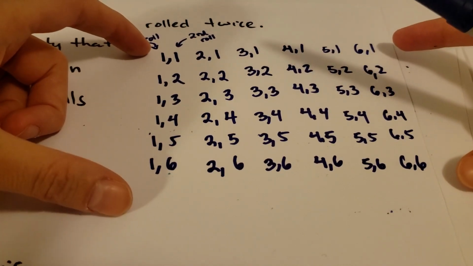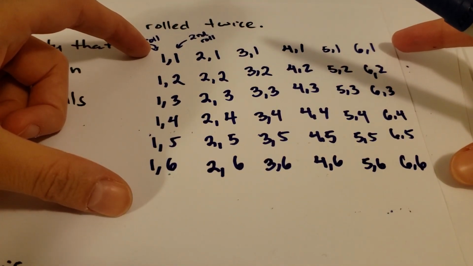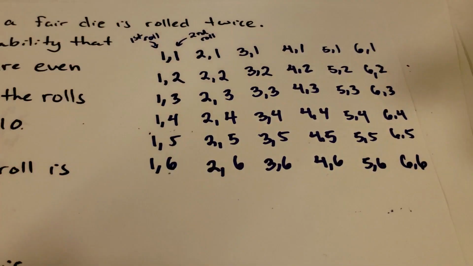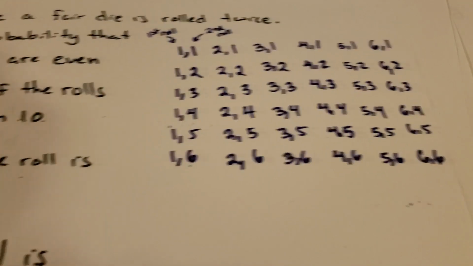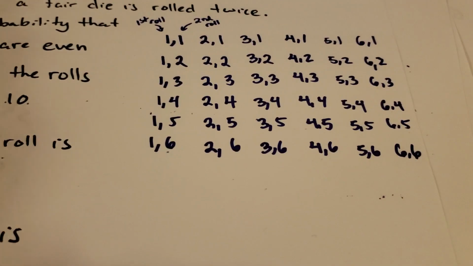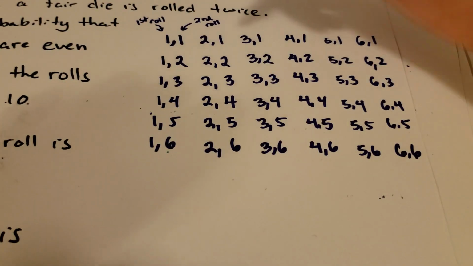So everything in here, these are the 36 possible outcomes for if we roll 2 dice or if we roll 1 die 2 times. Right, so now let's go back to what these questions were. First we want to find the probability that both rolls are even. So now that we have our sample space listed out like this, I'm just going to look for all instances where both rolls are even.